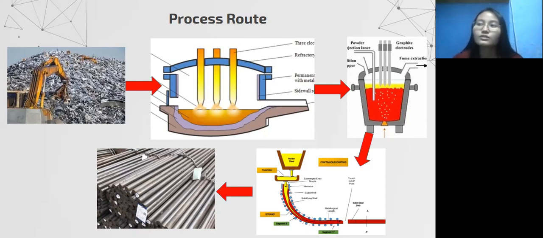And then there is also alloy addition to adjust the cutting steel. And then in the continuous casting machine, the steel will be cast into long products to fulfill the consumer needs.